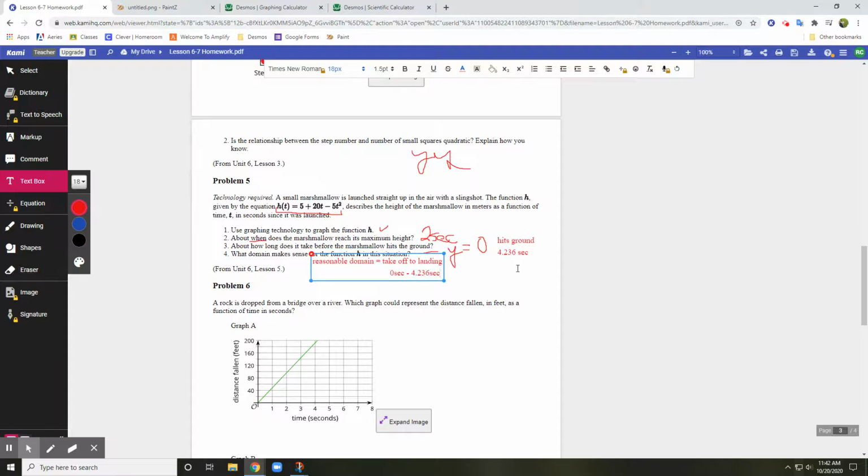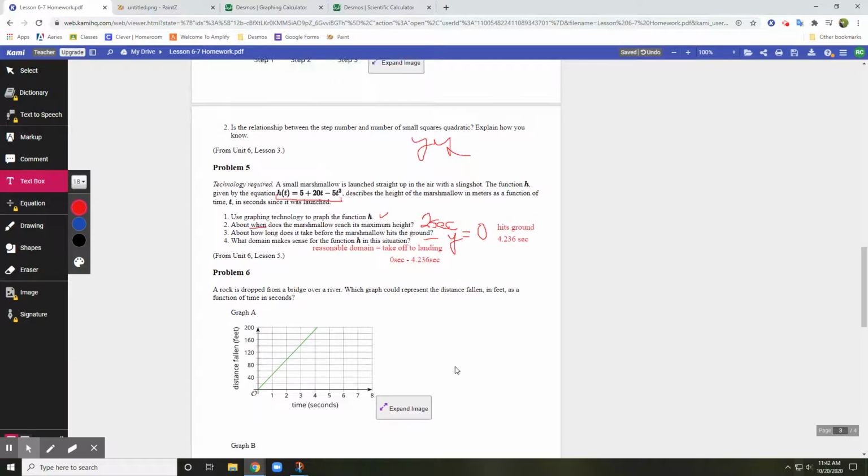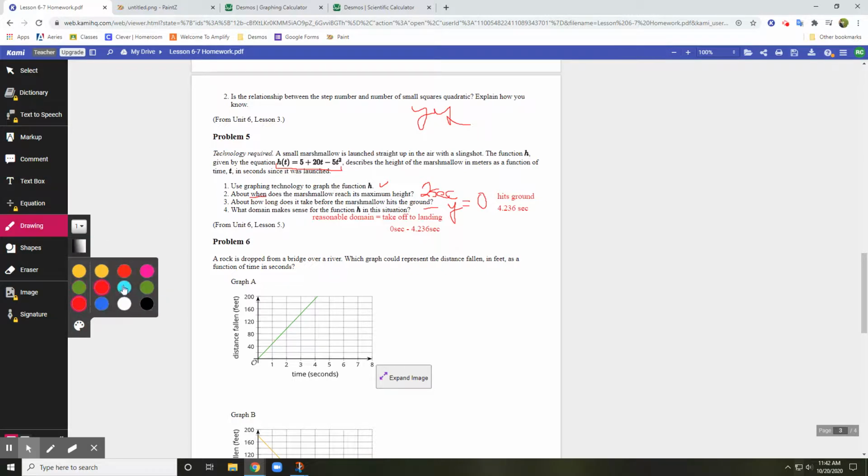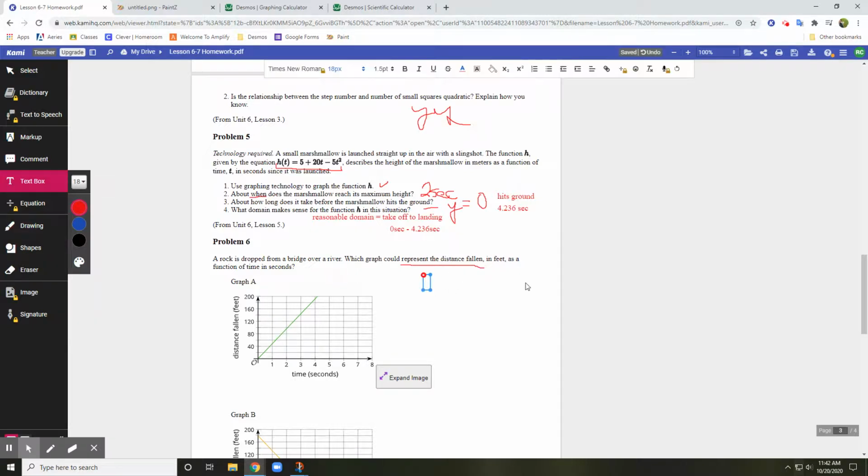4.236 seconds. All right, a rock is dropped from a bridge over a river. Which graph could represent the distance fallen in feet as a function of the time in seconds? Okay, so before we even look at any of these, let's think about what that means. We're representing the distance fallen. As you fall, you increase your distance fallen, right?